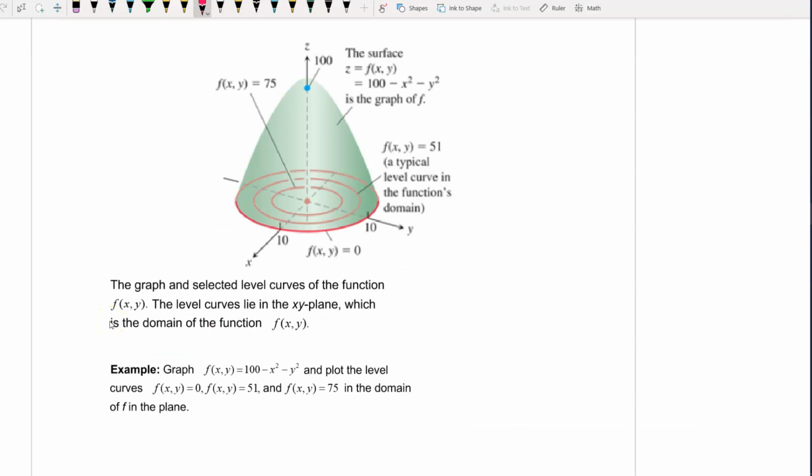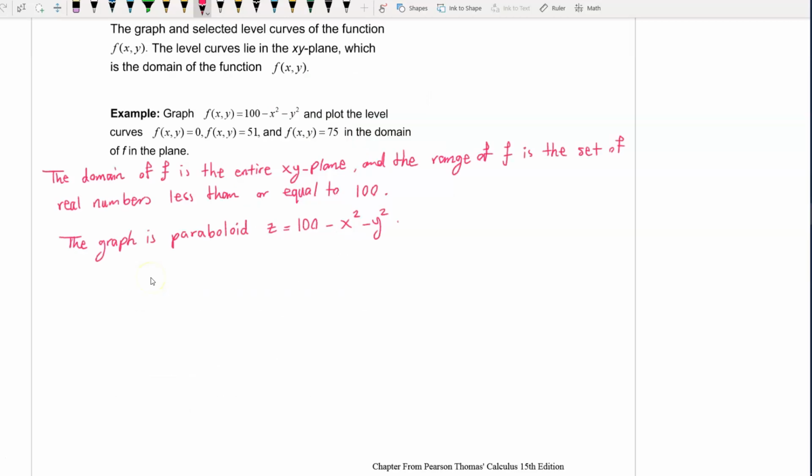Now here on this part we have an example: graph f of x, y equal to 100 minus x squared minus y squared, and plot the level curves f of x, y equal to 0, f of x, y equal to 51, and f of x, y equal to 75 in the domain of f in the plane. Based on what we have here, the domain of our function is the entire xy plane, and the range of the function is the set of real numbers less than or equal to 100. And for our graph, we have a paraboloid, z equal to 100 minus x squared minus y squared.